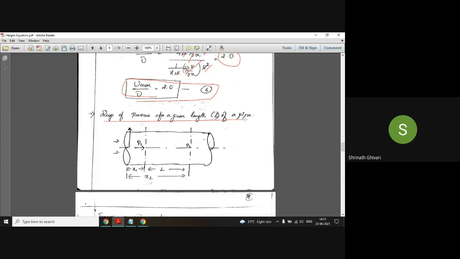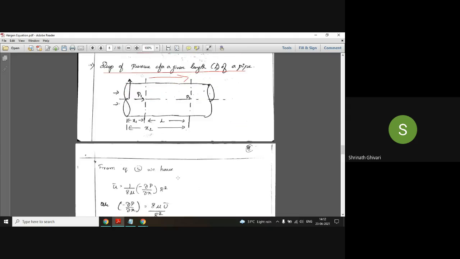So in this, what is drop of pressure? The pressure has to drop throughout the pipe. It won't be the same. The pressure will be dropping because of friction and all that. So we are considering two sections, P1 and P2. P1 is at a distance x1 from the left side, and P2 is at x2 from the left side, as the fluid is flowing from left to right. The distance between the sections will be length L.